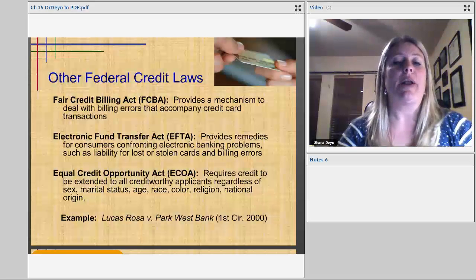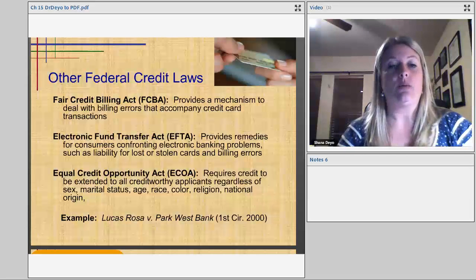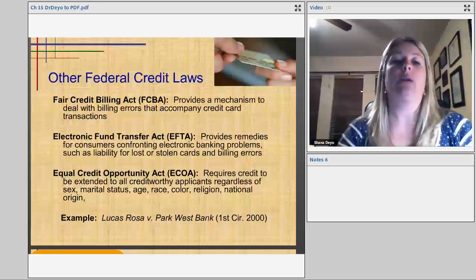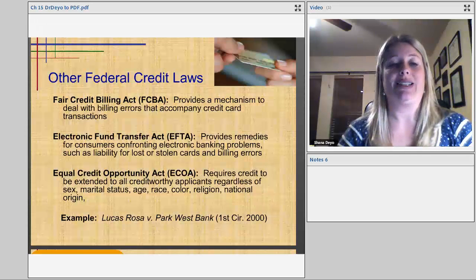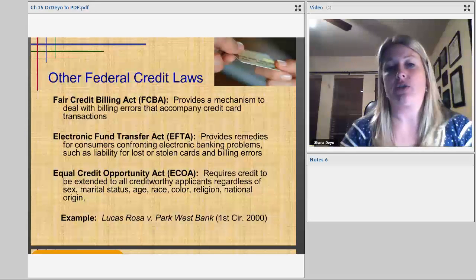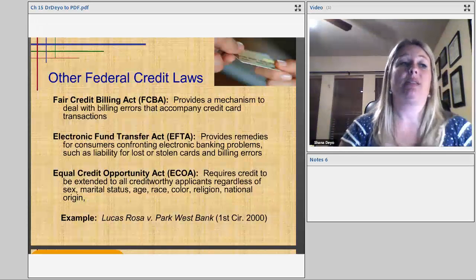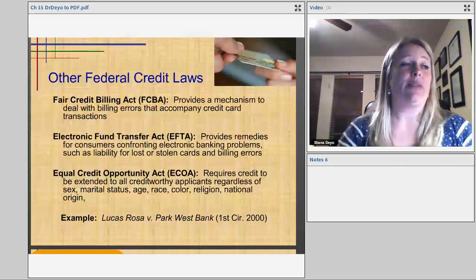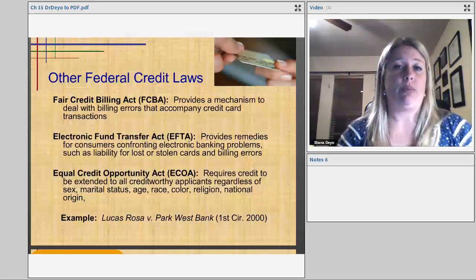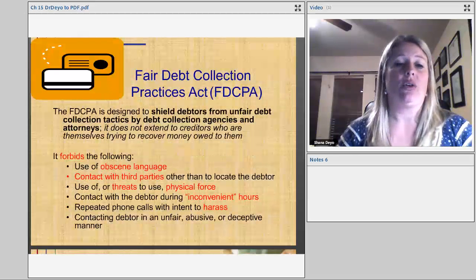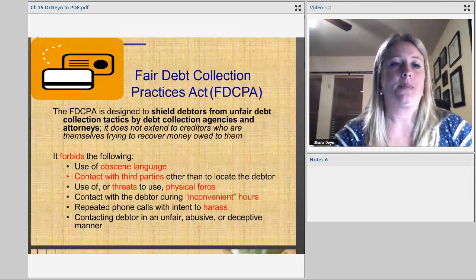And then the Equal Credit Opportunity Act requires that credit be extended to all credit-worthy applicants, regardless of your gender, marital status, age, race, color, religion, or national origin. It falls very much in line with Title VII, and it basically says that, like Title VII, we cannot discriminate against people in lending credit. Anyone who has credit worthiness should be allowed to get credit.